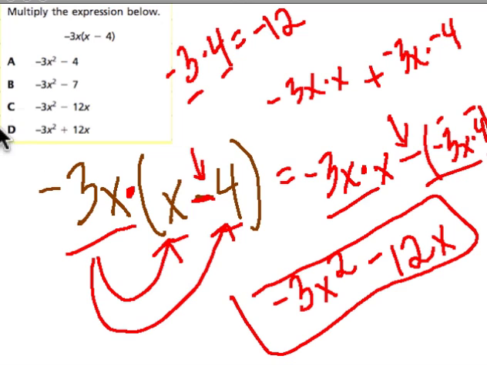So it's negative 3x squared minus 12x, and the only choice that has that right here is C, which is negative 3x squared minus 12x.